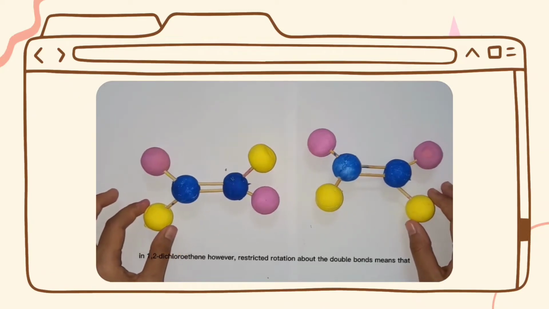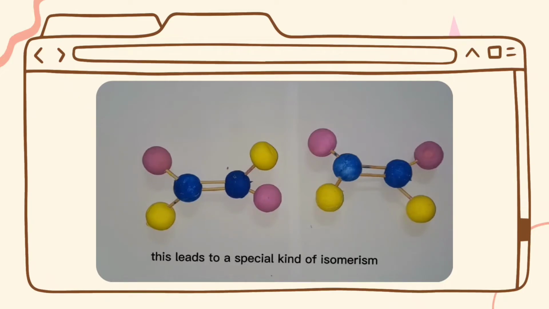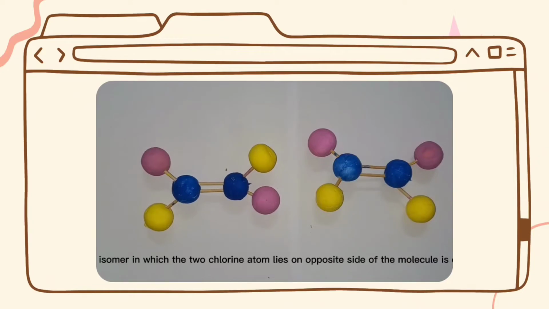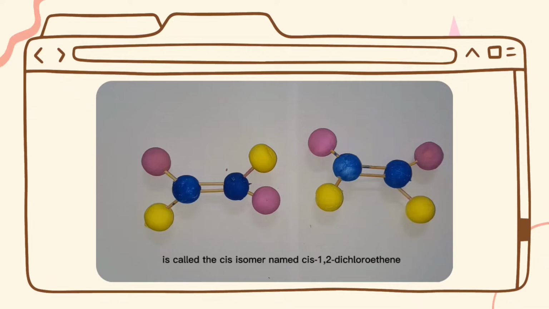In 1,2-dichloroethene, however, restricted rotation about the double bond means that the relative positions of substituent groups above or below the double bond become significant. This leads to a special kind of isomerism. The isomer in which the two chlorine atoms lie on opposite sides of the molecule is the trans isomer, named trans-1,2-dichloroethene, while the isomer in which the two chlorine atoms lie on the same side of the molecule is called the cis isomer, named cis-1,2-dichloroethene.